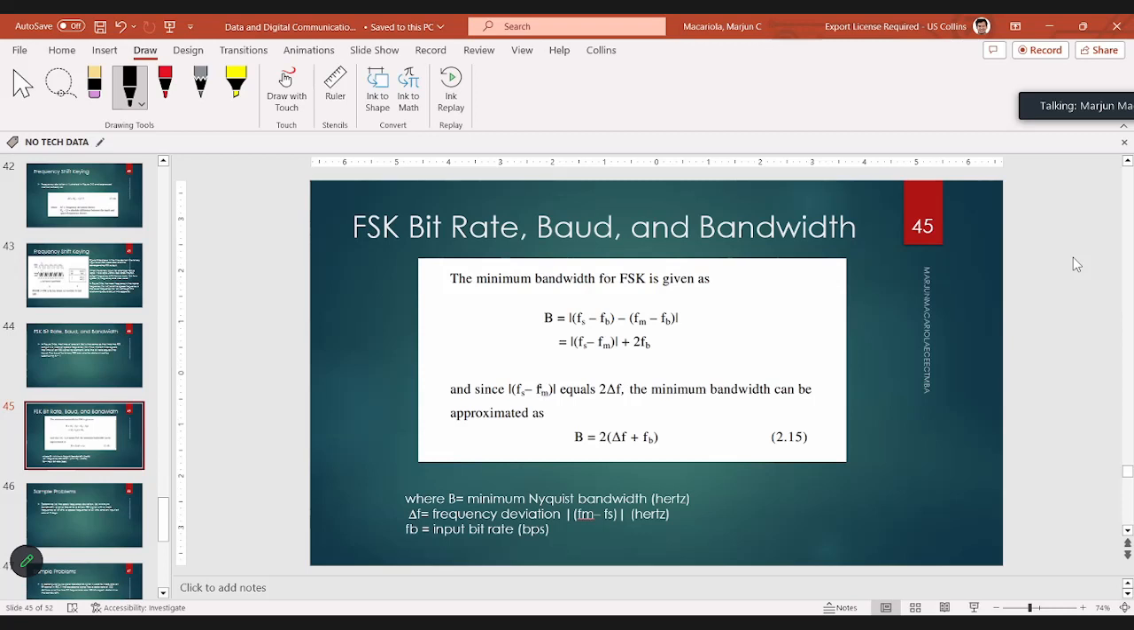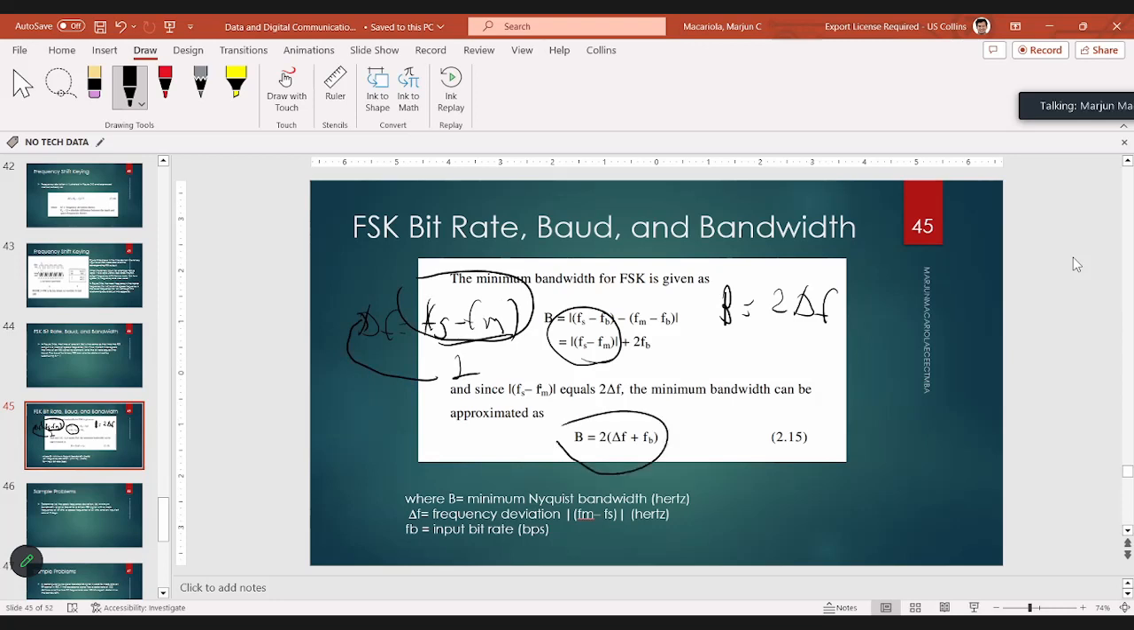Kanina nakita natin sa formula na ito ay equal kay 2 delta F, FS minus FM over 2. I-multiply mo doon. Kaya naging 2 delta F plus 2 FB. So, i-factor lang natin. Kaya naging bandwidth is equal to 2 delta F plus FB. Ang baud rate ng FSK ay equal din kay input bit rate.